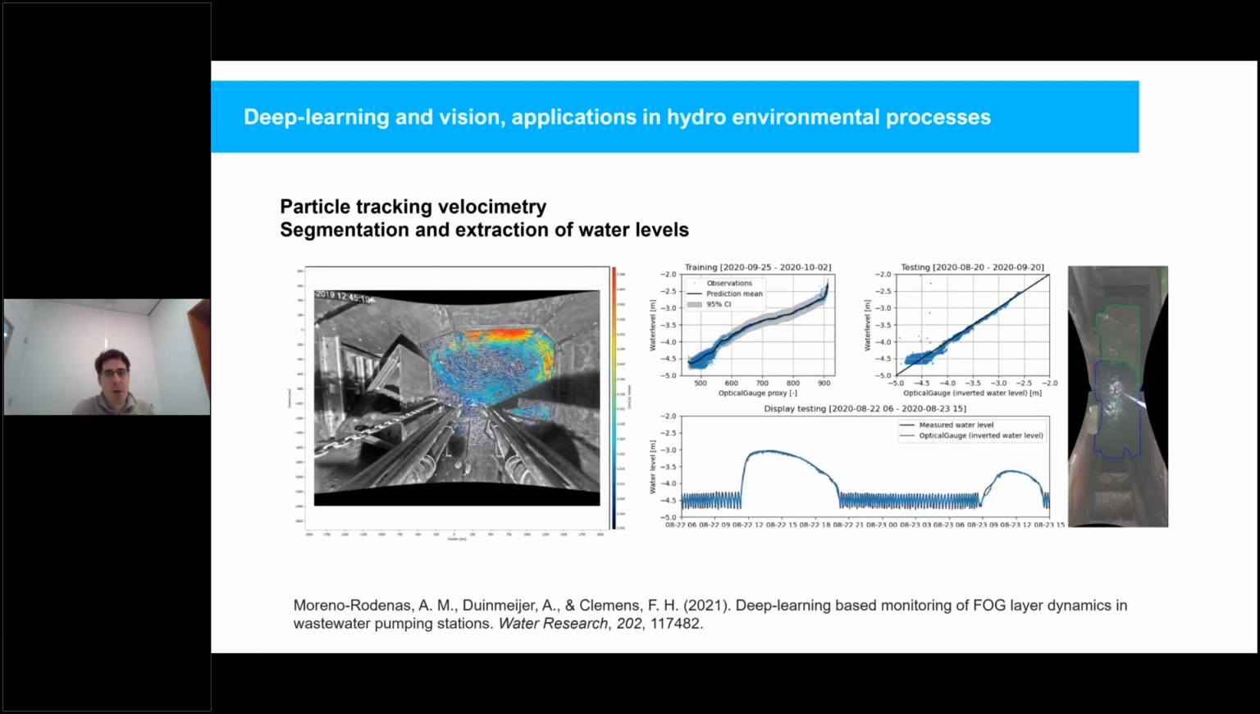These kinds of segmentation models also allow us to create other derived variables. Like for instance, by monitoring the extent of the pool water, we can create optical gauges to monitor the water depth. And we can also use that information to correct in real time for changes in the elevation of the water surface in order to do particle tracking velocimetry or image velocimetry and assess flows.